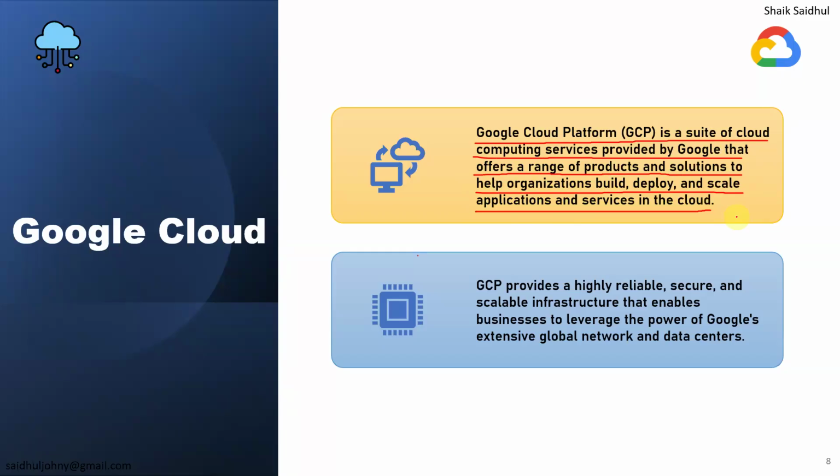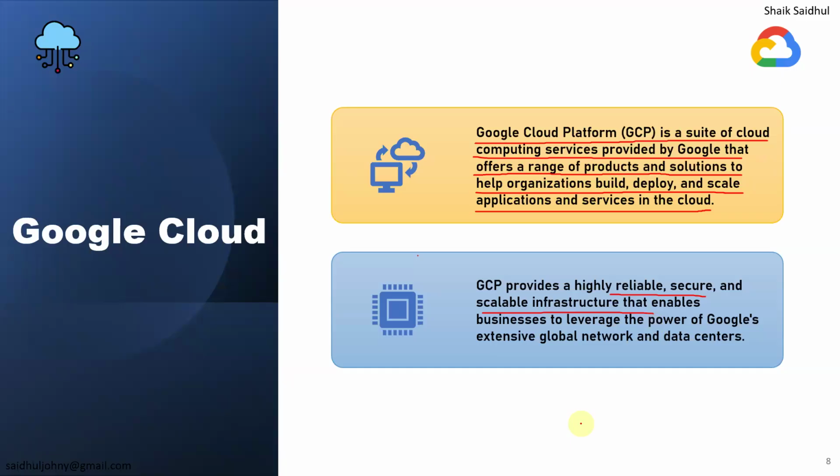Right. So this is what is Google Cloud Platform, everyone. GCP, Google Cloud Platform, is a suite of cloud computing services provided by Google that offers a range of products and solutions to help organizations build, deploy, and scale applications and services in the cloud. And these services are highly reliable, secure, and scalable in terms of resources. Right? So this is what Google Cloud Platform is.